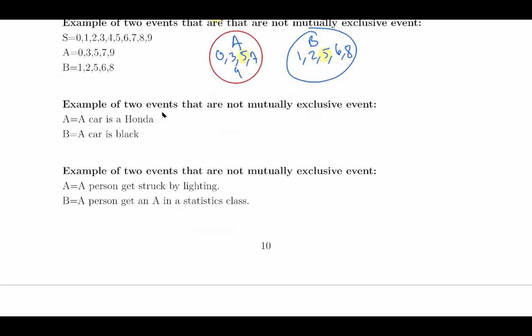Here's the second example. For event A, a car is a Honda. Event B, a car is black. Let's do a Venn diagram on this one. So we have a black car, and then we have a Honda. But if you look at those, are those two even mutually exclusive? Is it impossible to get a black Honda?